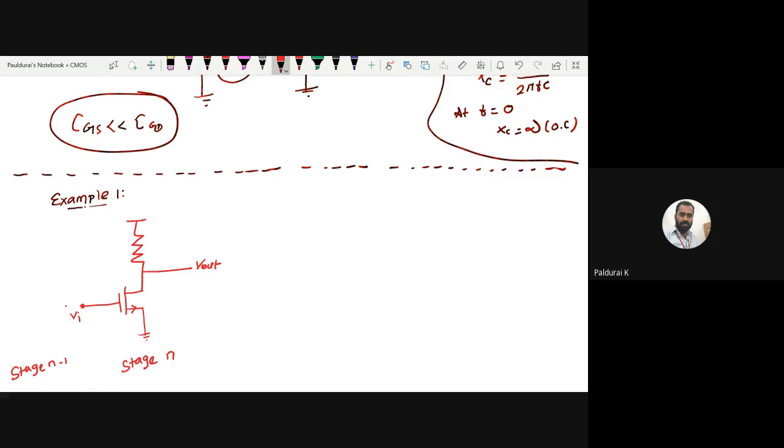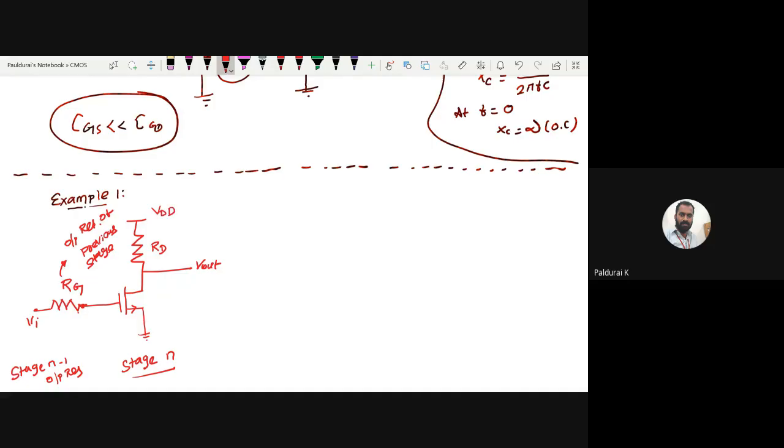This previous stage may have some output resistance, right? That resistance you want to connect. So here, this is the output resistance of the previous stage. For the time being, I want to take it as Vi. This is the output resistance of the previous stage, so it becomes the input resistance of this stage. Just for our understanding.